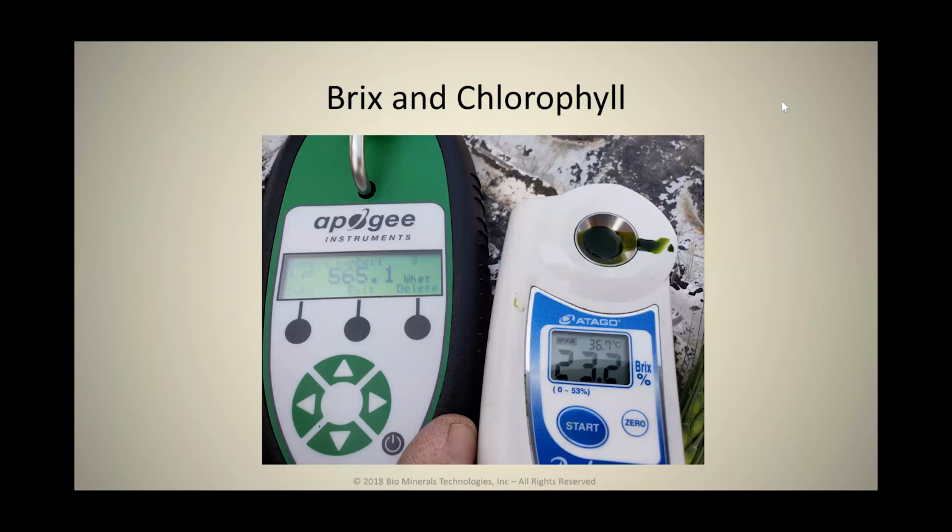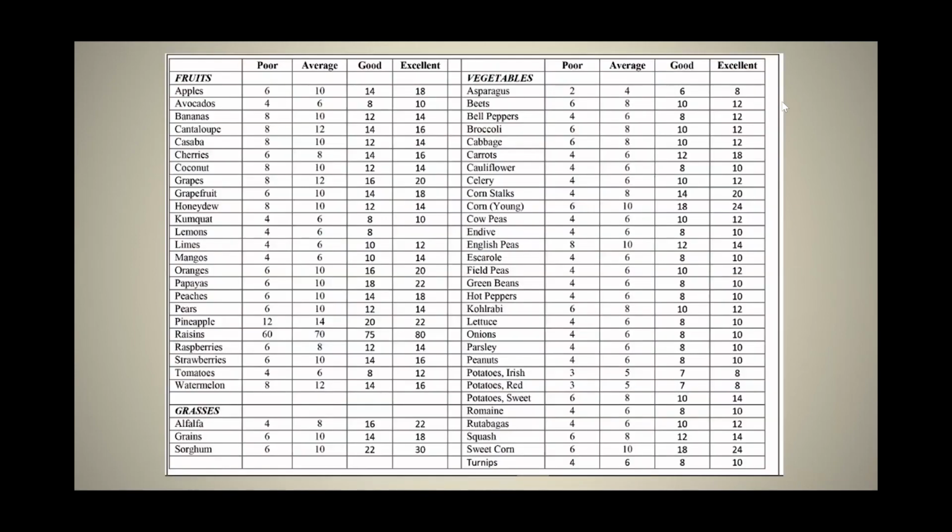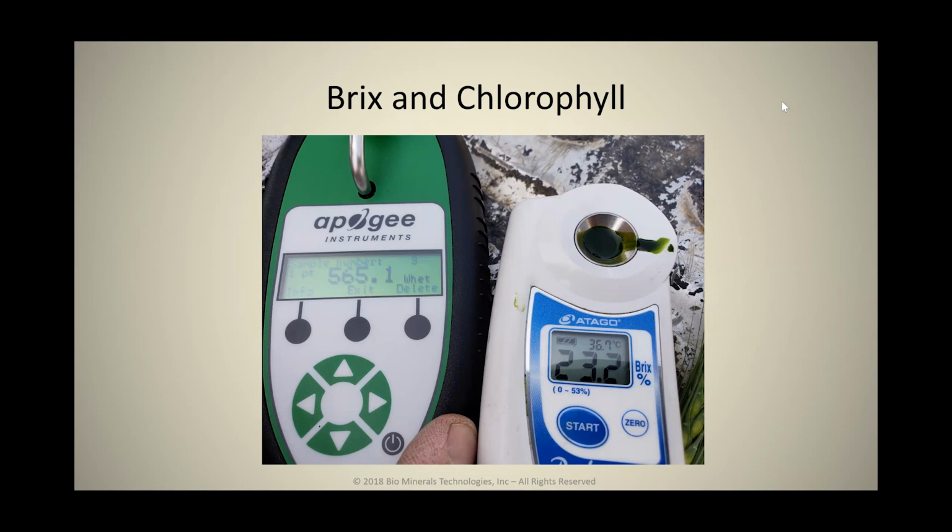Here's a wheat crop in Montana on one of my farms. On the left, we have a chlorophyll meter with a reading of 565.1. To the right, we have a Brix meter at 23.2. Now let's go back to the chart and look at cereal grains. Poor is 6, average is 10, good is 14, excellent is 18. This particular crop was at 23.2, so this is beyond the excellent range of measuring sucrose.